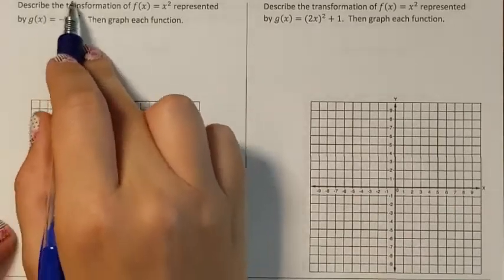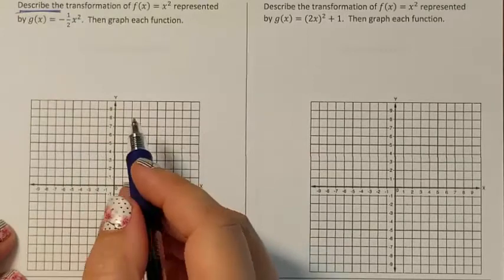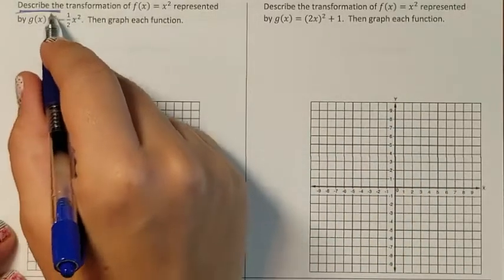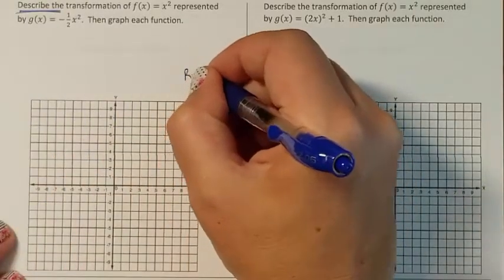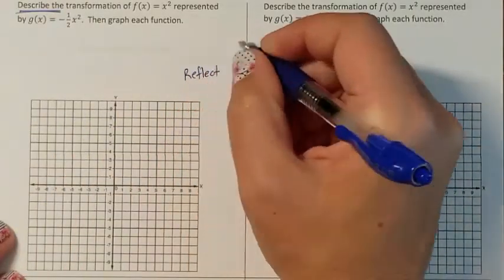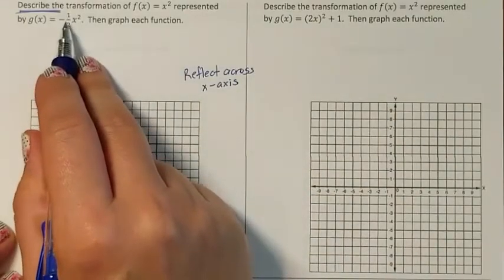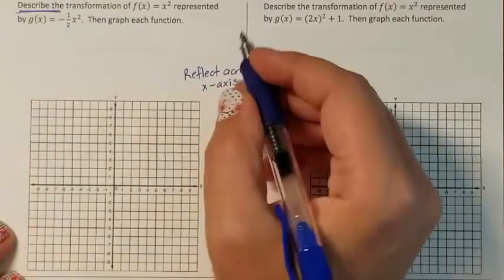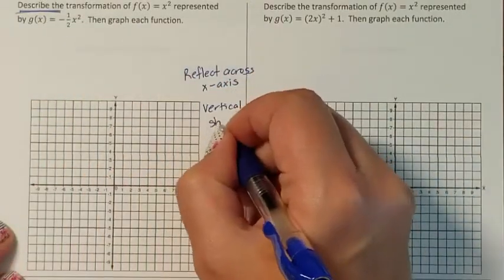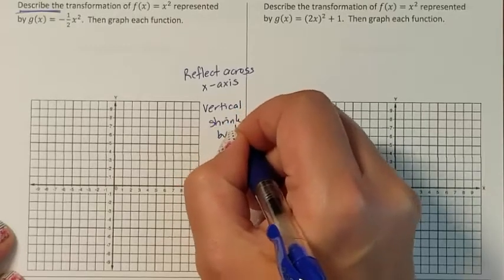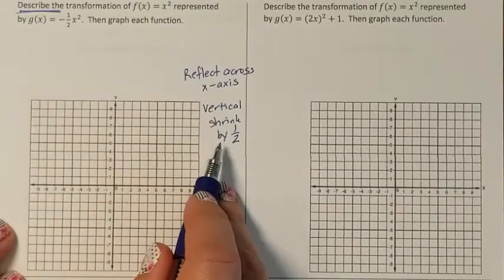If this was a Chapter 1 problem, and I was asked to just describe the transformation that I see, what do I see? I see on the outside that I am multiplying by a negative, which would have told me that I needed to reflect across the x-axis. I also saw that I had to multiply by a half. It's on the outside, so this was a vertical. Because it was smaller than 1, we know it was a shrink, and it's a shrink by a 1/2. This is me describing what I see using my Chapter 1.